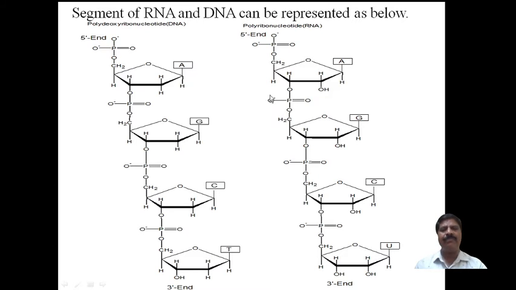The arrow mark from 5 prime towards 3 prime means the joining takes place 5 to 3. The 5 prime end and the 3 prime end. Here the 5 prime end is free. There is no bond, it is not condensed with any other.